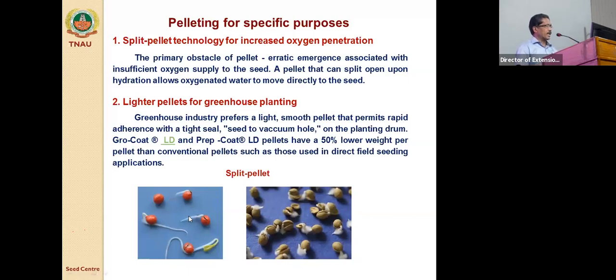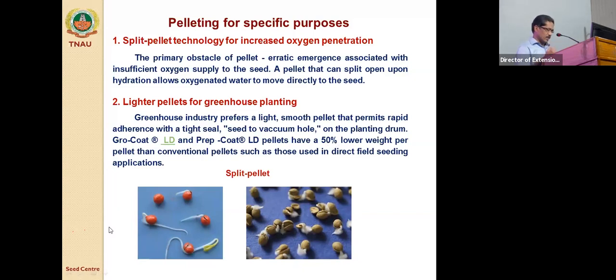There must be some crack, which is recommended, because that will allow the seeds to respire faster and imbibe moisture. Some pellets, immediately after sowing, will split; that is called split pellets. Accordingly, they will add some ingredients. Then lighter pellets for greenhouse planting. Very light. These are all the commercially available materials for lighter pellets.